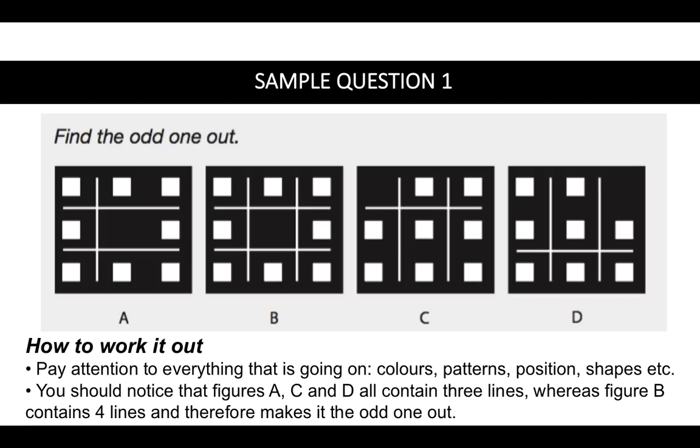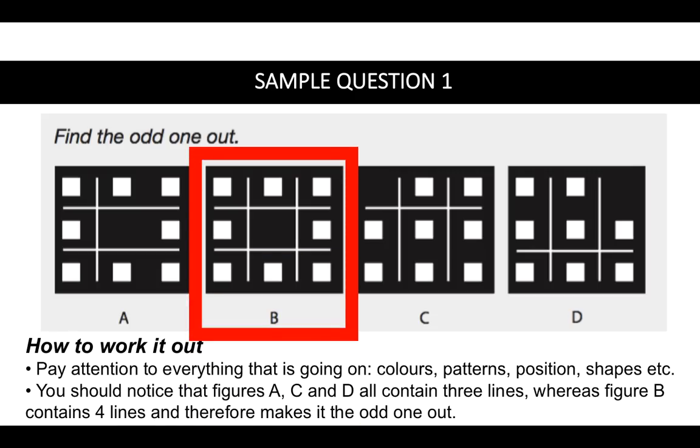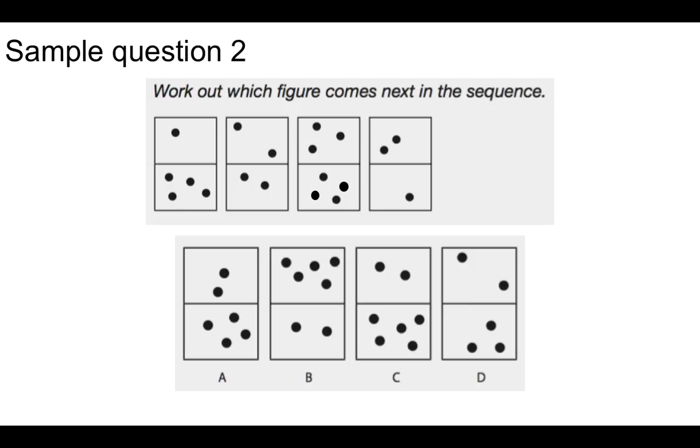So it's important because this question might say which one comes next in the sequence. That's a sample kind of non-verbal reasoning question. But this one's just find the odd one out. So the answer there is that B has 4 lines and it is therefore the odd one out. Don't forget with this kind of test, you're going to be timed, so you have to allocate a certain amount of time to each question.